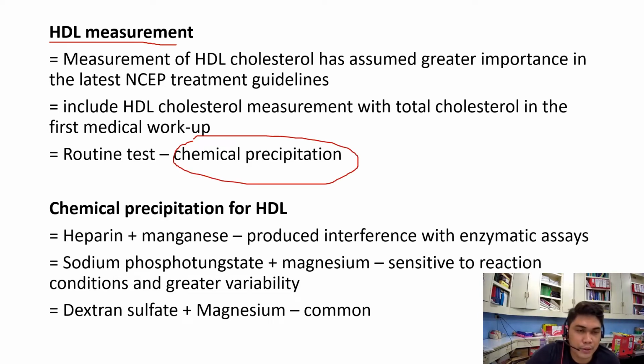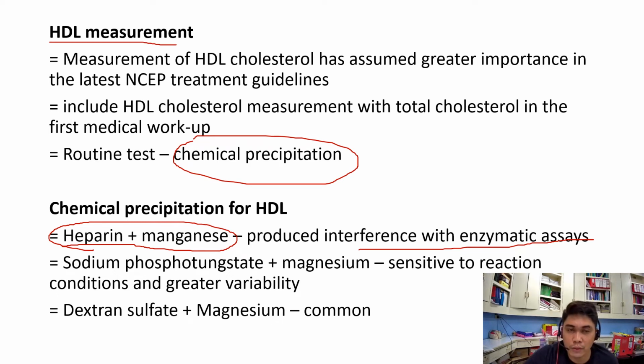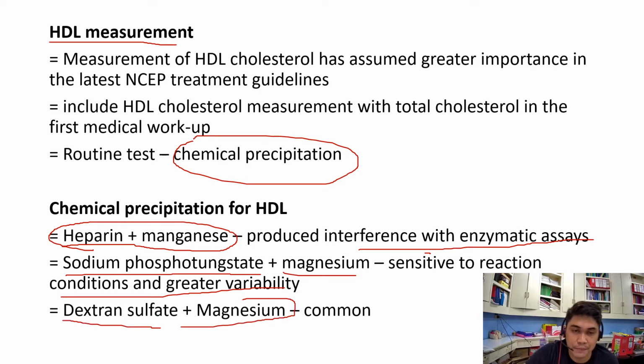For chemical precipitation, you can use heparin plus manganese as precipitant. But the problem with this precipitant is it can interfere with enzymatic assay. For HDL, the first step is chemical precipitation and the second step is enzymatic. So heparin and manganese is not that good to be used for HDL precipitation. Another is sodium phosphotungstate plus magnesium as precipitant. But this one is sensitive to reaction conditions and has greater variability. So it's prone to variation of results because these precipitants are sensitive to reaction conditions, for example the pH and the temperature. The most common precipitant used for HDL is dextran sulfate plus magnesium.